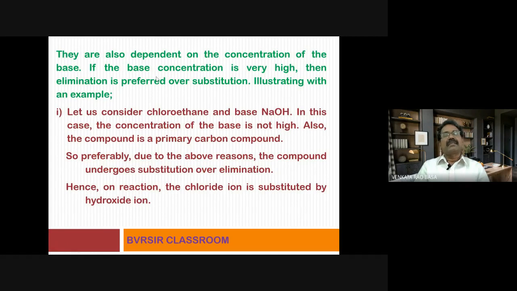In the first class, that is preparation and properties of alkyl halides, I very clearly explained one reaction, that is ethyl chloride reacting with aqueous KOH, resulting in the formation of which product? Ethyl alcohol will be formed. That is a substitution reaction. If the same reaction under drastic condition is carried out with alcoholic KOH, then what happens? Ethylene will be the product obtained. You might be remembering that. So if the base concentration is high, then elimination reaction is more favorable. When the base concentration is low, it gives rise to a substitution reaction.